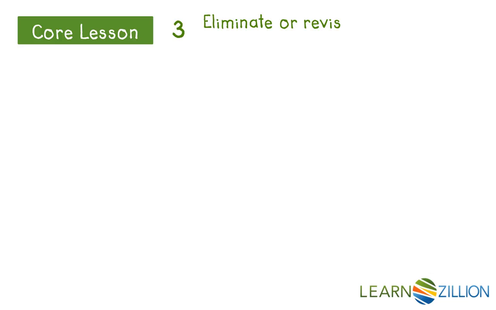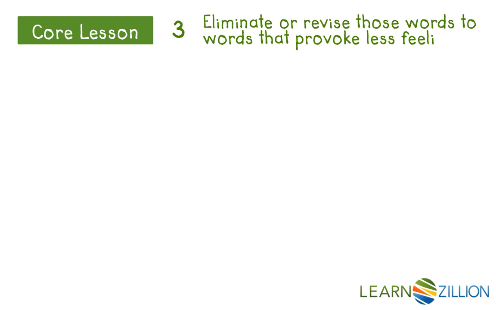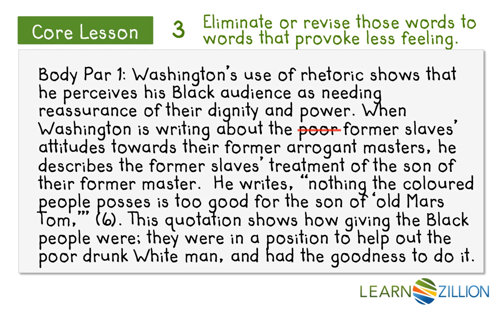Step 3 is to eliminate or revise those words to words that provoke less feeling. So I'm just going to take these words out. Sometimes when you're revising for tone, it can be as simple as cutting out the words that have too much feeling. Now there might have been another situation where it was a verb that was showing too much emotion, and so then I really would have revised and picked some other verb that would have gotten across the same message but without the emotional component.